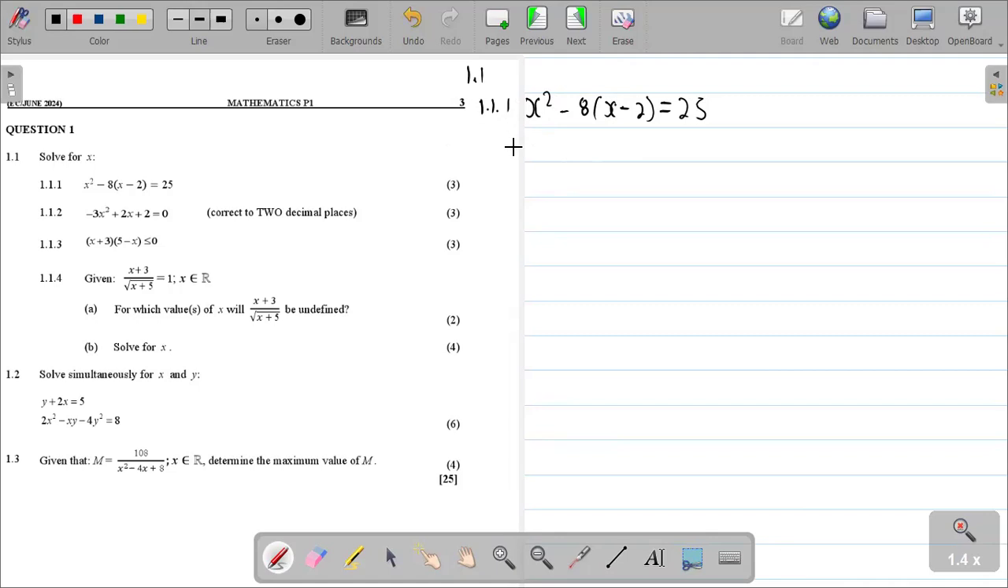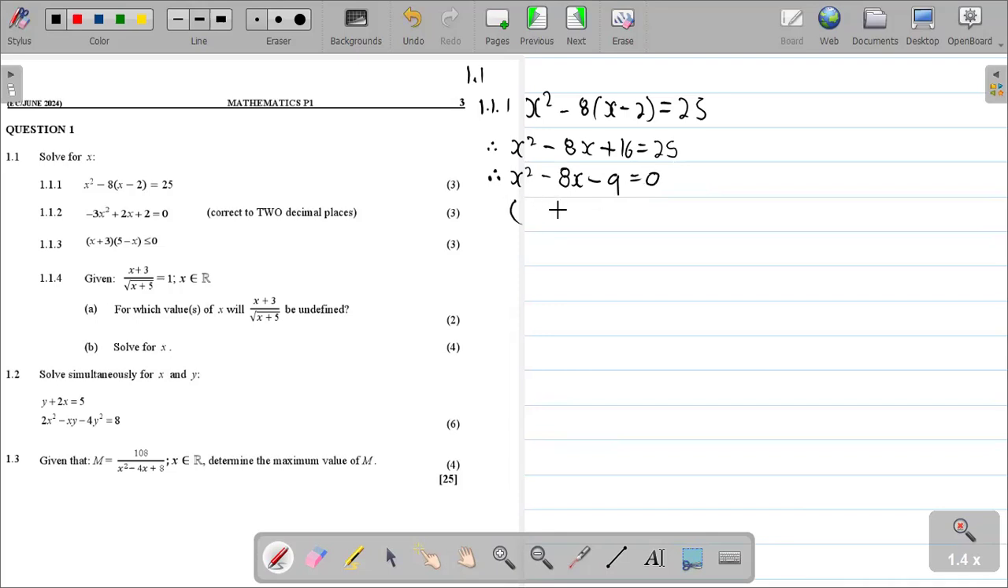So therefore, x squared minus, so we multiply the 8 here, and so it's going to be plus 16 equals 25. And so we bring the 25 to the side, and so we have x squared minus 8x, and then we say 16 minus 25, and we have minus 9, okay, negative 9.